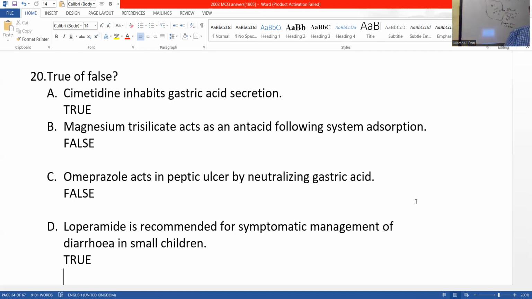The proton pump is an enzyme. It is the potassium hydrogen ATPase enzyme. This means it is an enzyme, and it needs ATP, that is, it is energy dependent.